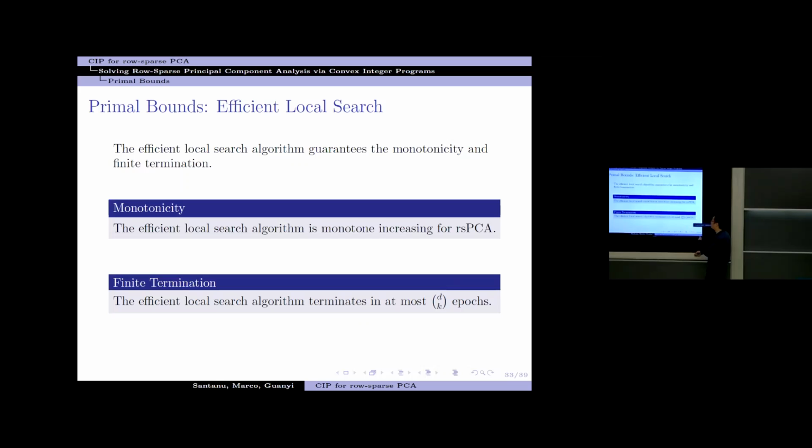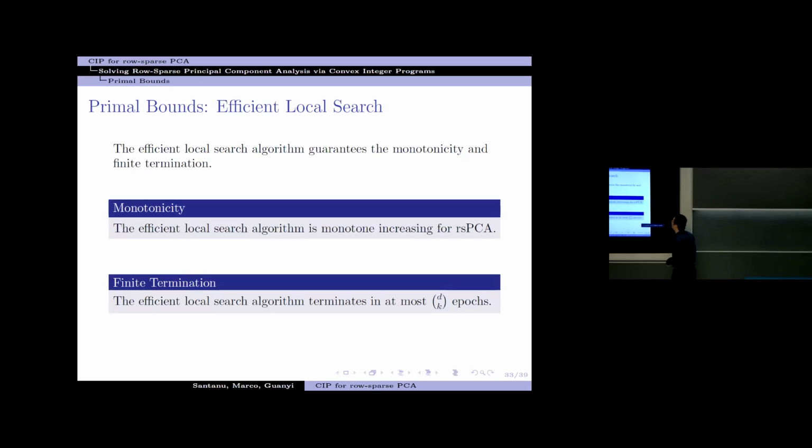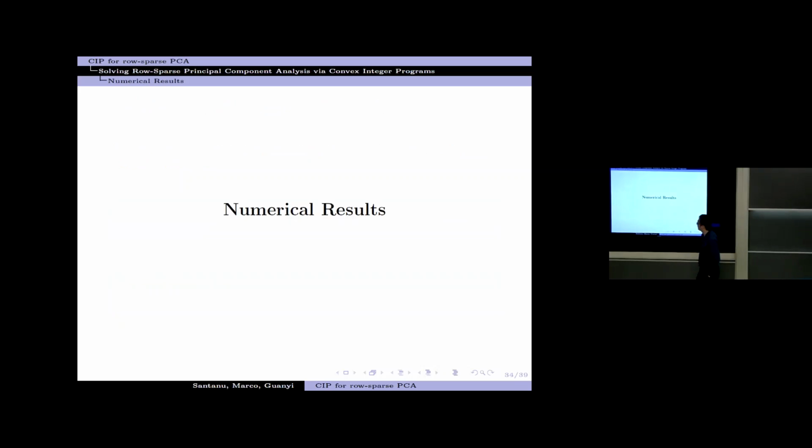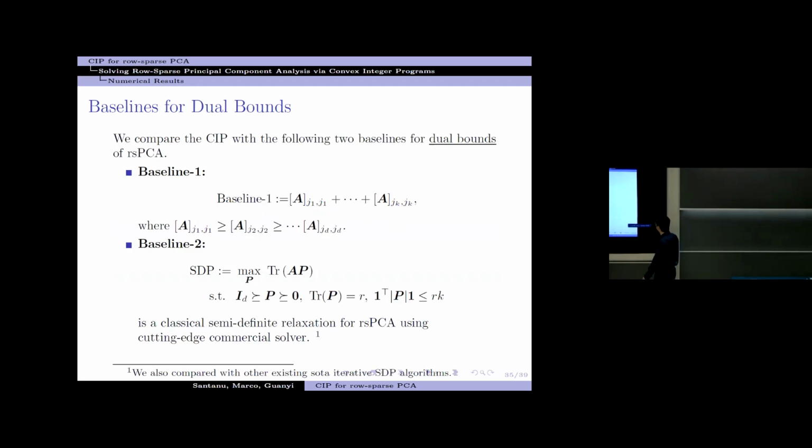One is that it is monotone, because with each switch we guarantee a monotone increase of the objective function value. And also it will terminate in at most d choose k steps, because there are at most d choose k possible supports if you fix the dimension. Okay, so we have a good way to find primal feasible solutions, and here are some numerical results.